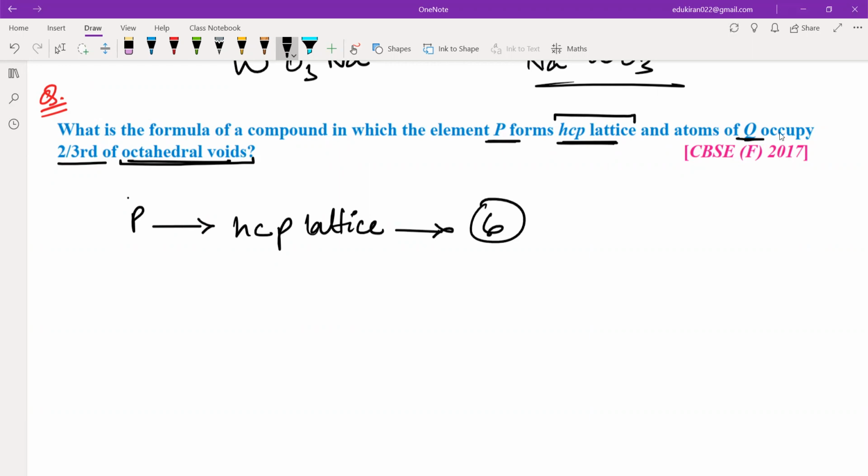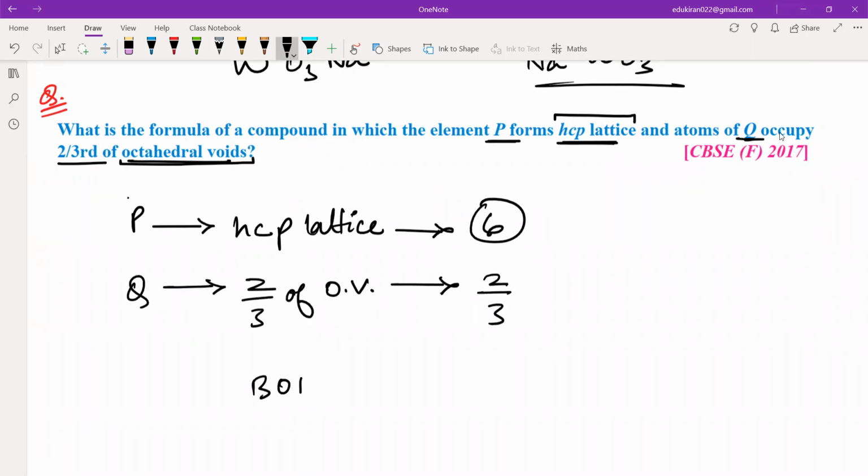Then what you will write? You will write Q, where it is present in the 2/3 of octahedral voids. And then you will just write this in numbers: 2/3. You remember the word BODMAS, in which we have a bracket of division, multiplication, addition, and subtraction. Of means what? It is another word for multiplication, right? So 2/3 of octahedral voids means 2/3 into octahedral voids.